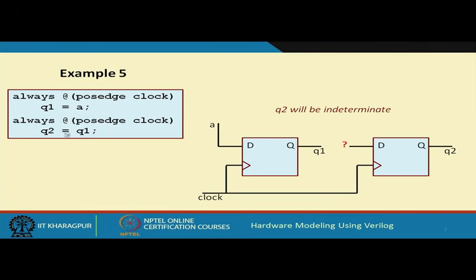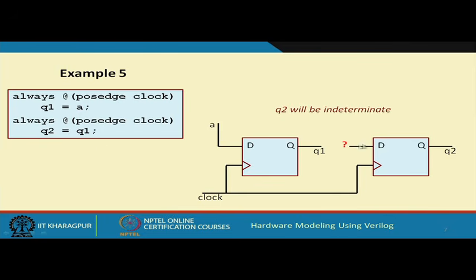If we use blocking statements here, this description is ambiguous and you should avoid this, because the simulator may also get confused and Q2 will become indeterminate. If the simulator first executes this, whatever was the old value of Q1 will be assigned to Q2, then A will be assigned to Q1. But if it executes this first, then the new value of A will be assigned to Q1 and that Q1 will be assigned to Q2, so it will act as a shift register. So the interpretation of the meaning may not be unique, depending on the order of execution scheduled by the simulator.